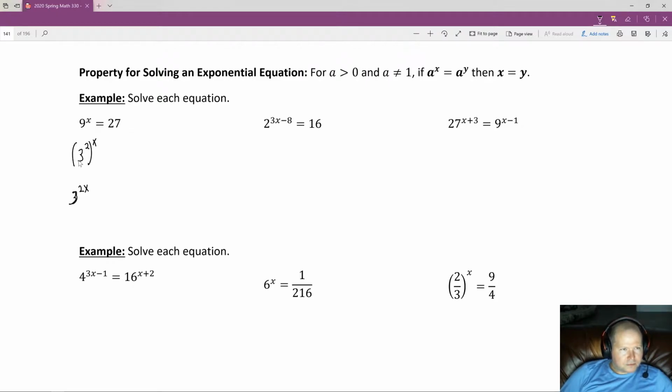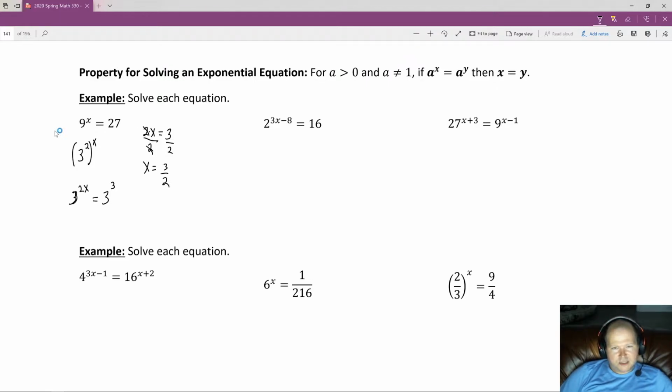Now if we do a prime factorization of 27, we get 3 to the third power. Since the bases now match, that must mean 2x is equal to 3. Then we undo the multiplication of x by 2 by dividing by 2, and whatever we do to one side, we do to the other. Those cancel out, leaving x must be equal to 3 halves.